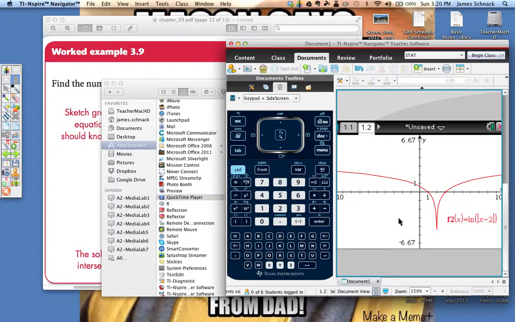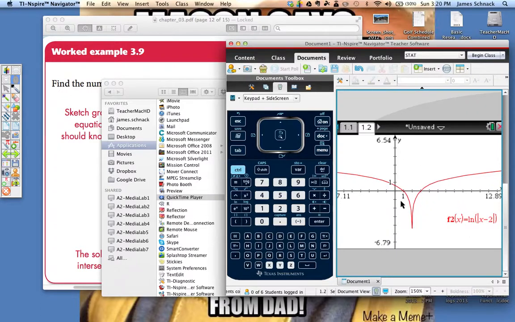Whoa, what's that about? Well, what there actually is right here at 2 is a vertical asymptote. And the calculator does have limitations. It can't go infinitely close to that asymptote down here. It looks like it stops, but it doesn't really. It just approaches the asymptote from both sides. So we need to find our points.